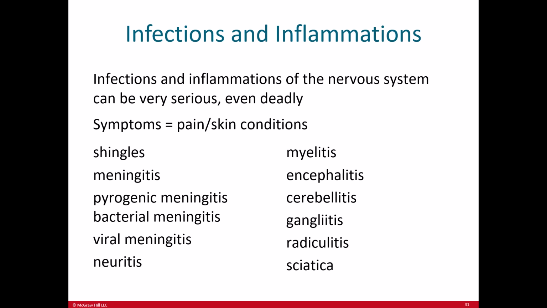Then we have infections and inflammations, which of the nervous system can be very serious and even deadly. Symptoms usually equate to pain or skin conditions such as shingles, meningitis, pyrogenic meningitis, bacterial meningitis, viral meningitis, neuritis, myelitis, encephalitis, cerebellitis, gangliitis, radiculitis, and sciatica.